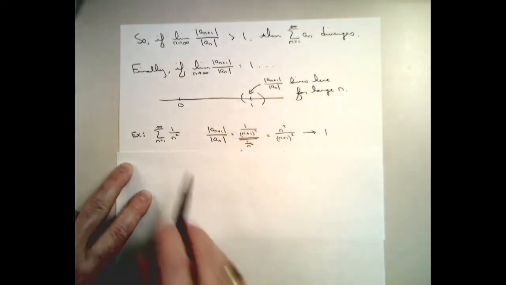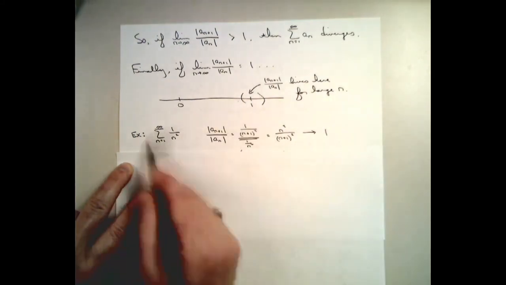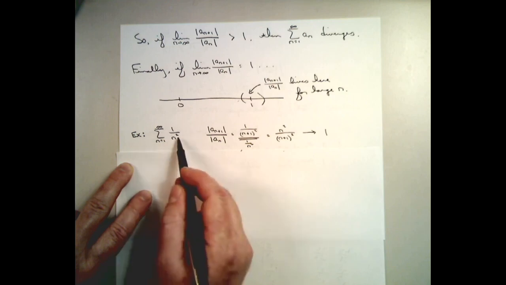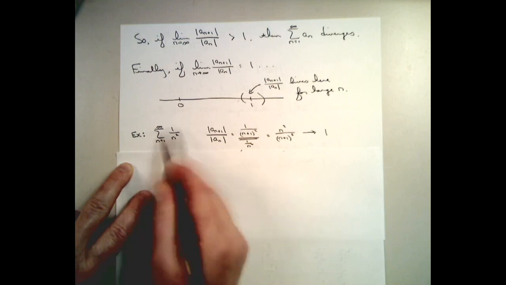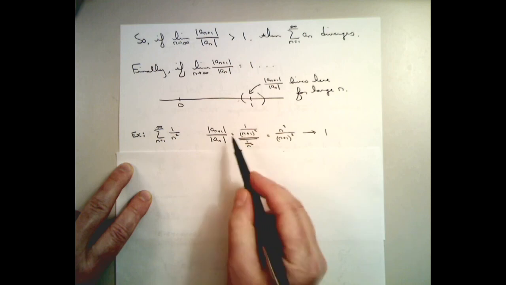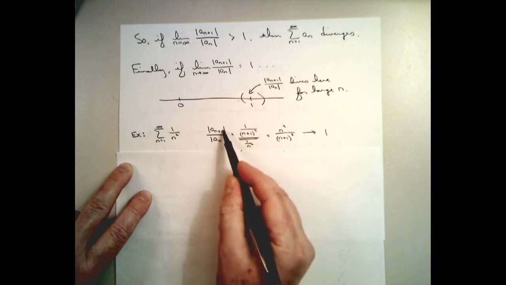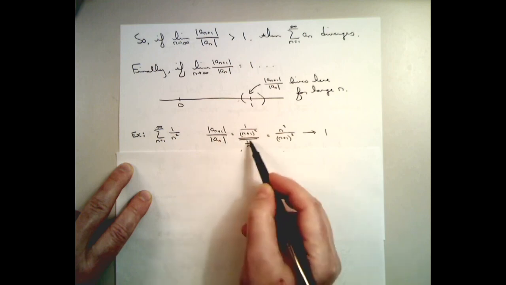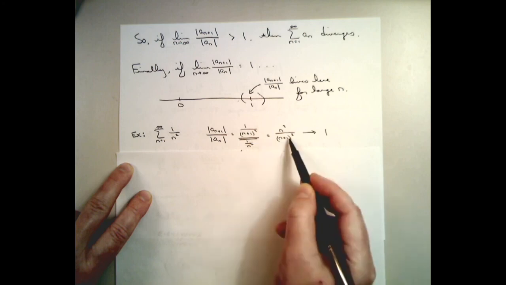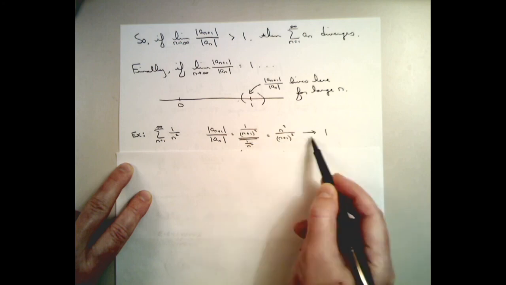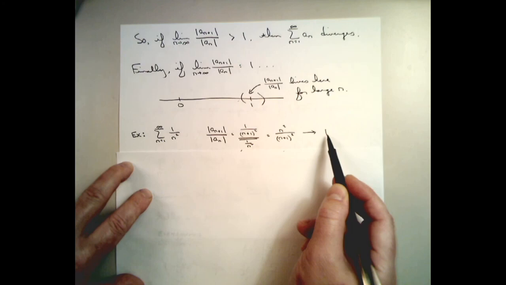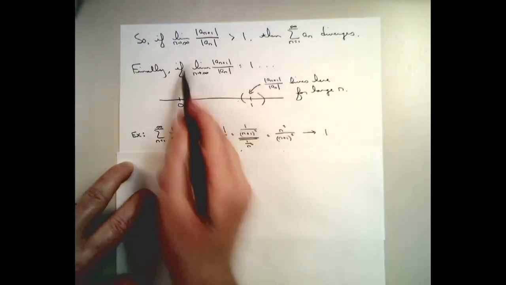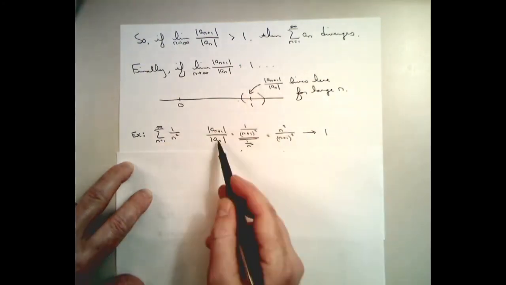And here's the classic example. Let's consider this p series with p equal 2. I know this converges, right? But if I looked at the n plus first term to the nth term, what I get is a ratio that converges to 1, right? So I'm in this situation right here. I have a ratio that converges to 1 for a convergent series.